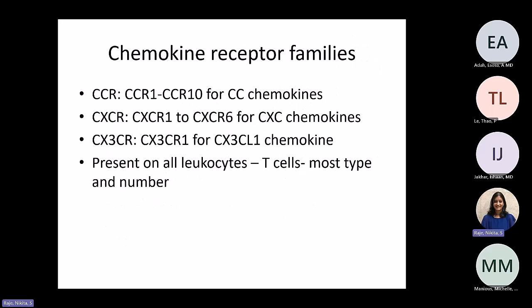So just like the chemokines have chemokine families, their receptors also have similar families. CCR, which means these are the receptors for CC chemokines, are numbered, so CCR1 to CCR10. CXC receptors go from 1 to 6 that we know of yet. CX3CR goes with pretty much just one chemokine receptor that goes with one chemokine. So CX3CL1 is the chemokine that binds the CX3CR1 receptor. Again, the receptors are present on various cells.